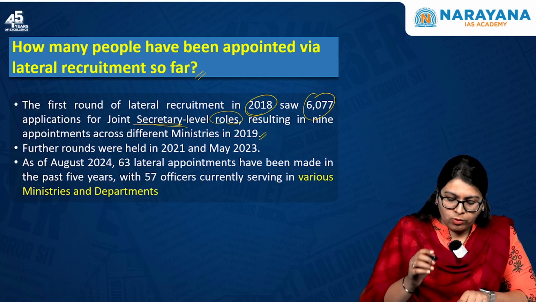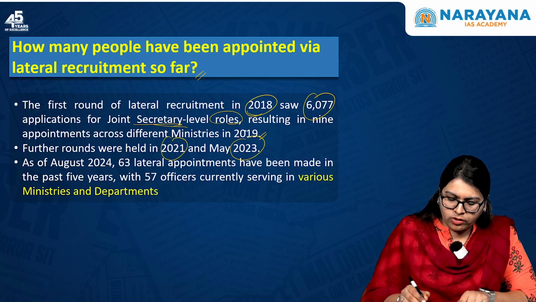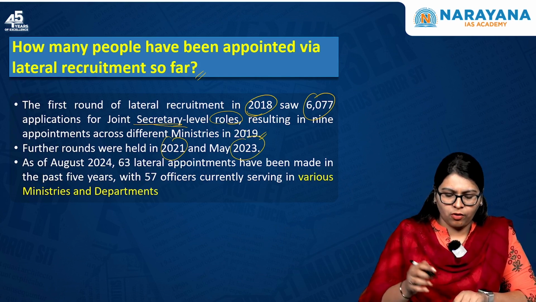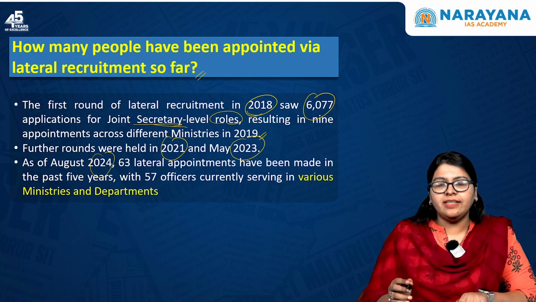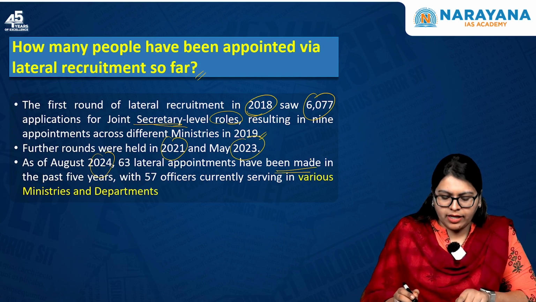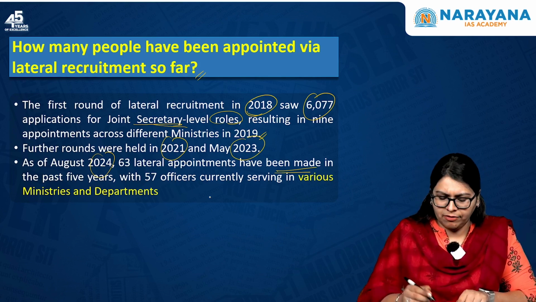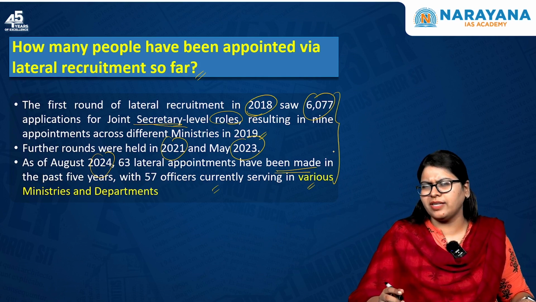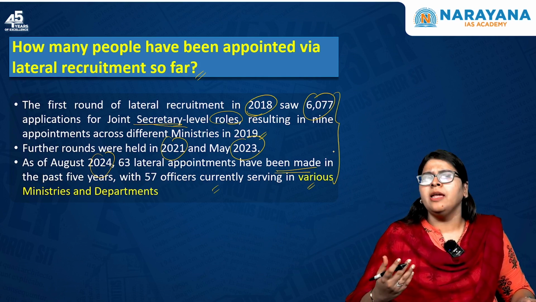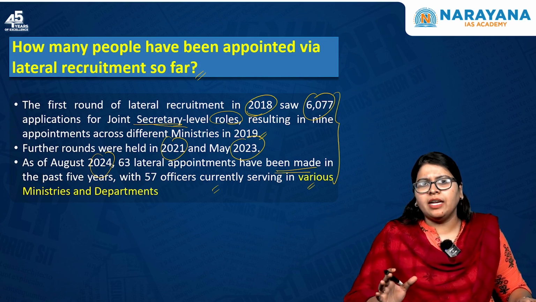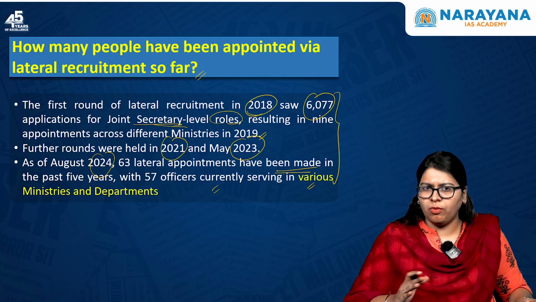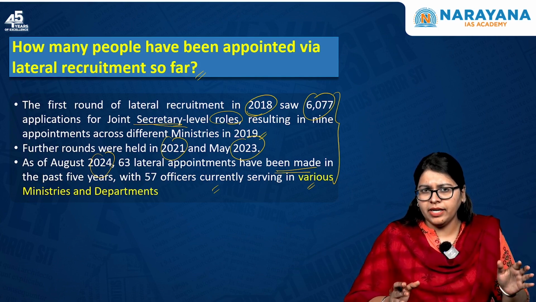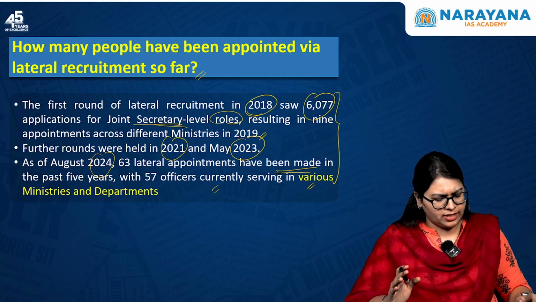Further, rounds were held in 2021 and also in 2023, and as of August 2024, 63 lateral appointments have been made in the past 5 years, with 57 officers currently serving in various ministries as well as departments. These are all very static points and not that important, but we are discussing them just for clarity and better understanding of whether it has actually been implemented and how far it has been progressing in India.